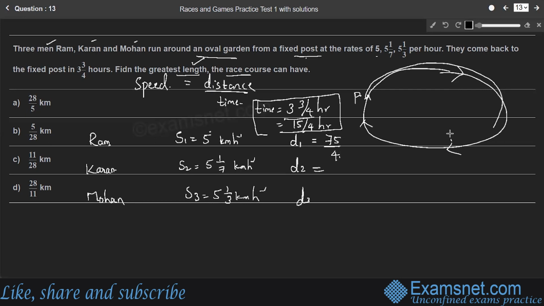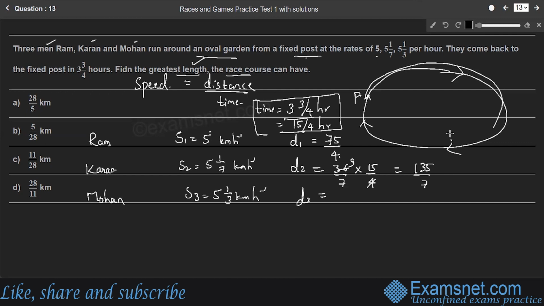So D2 becomes, speed is 5 and 1 by 7, which means 36 by 7, into the fixed time 15 by 4, right? Time is fixed. So we have 4 into 9. So 135 by 7 is the distance covered by Karan.